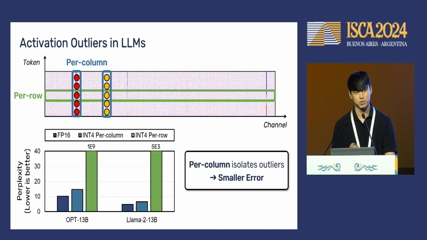We show the quantization results of a 4-bit integer in LLMs. Here, the y-axis is perplexity, where lower is better. Since per column stays close to the baseline, unlike per row, we can conclude that isolation of outliers is crucial for language model performance.